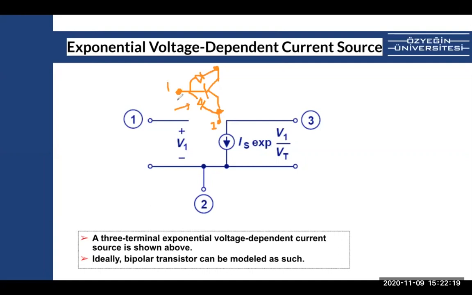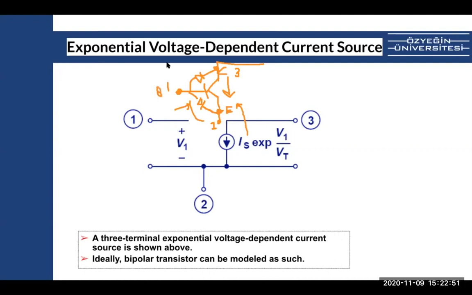And this V1 voltage causes this current, IS exponential V1, this one, right? And this is the output connected to the rest of the circuit. Let's call it T. So the current flows from the collector, and this is the emitter, and this is the base.